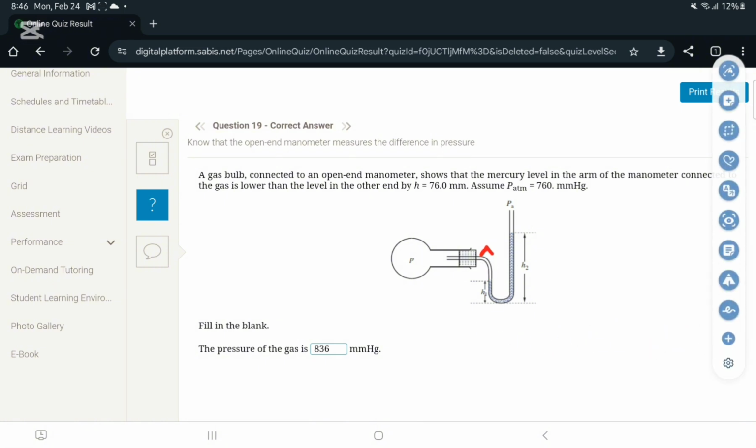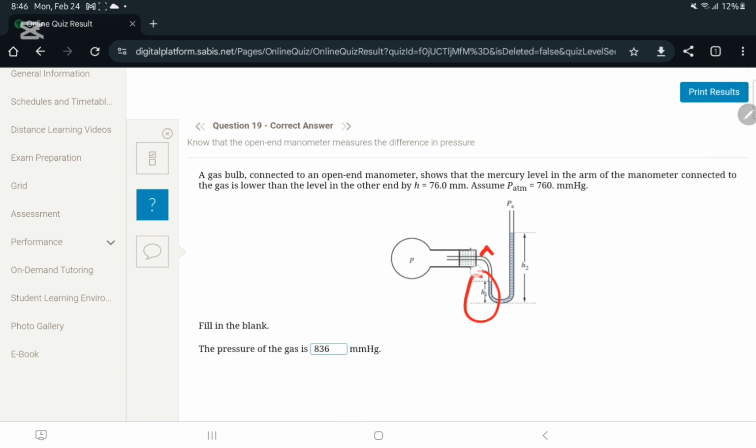I will repeat it again. This is lower than this by 76. The question is hard to understand. Master a way to understand and interpret the question, and then you will finally get it. This arm, or the H1, is lower than H2 by 76 millimeters. So this is 76 millimeters.